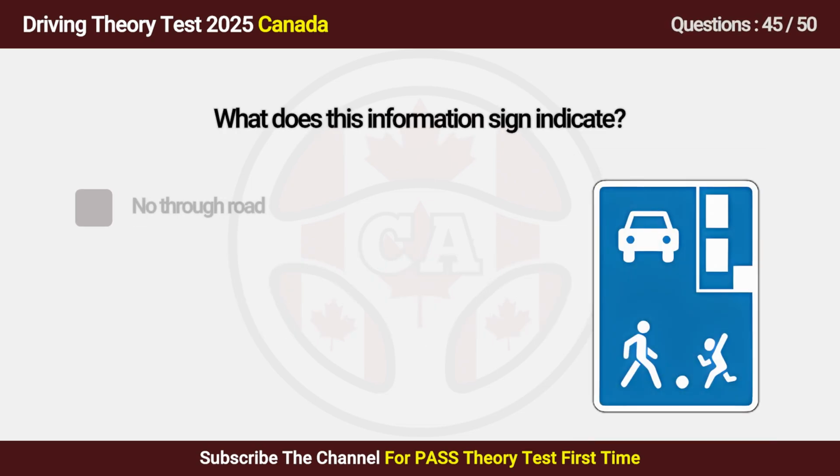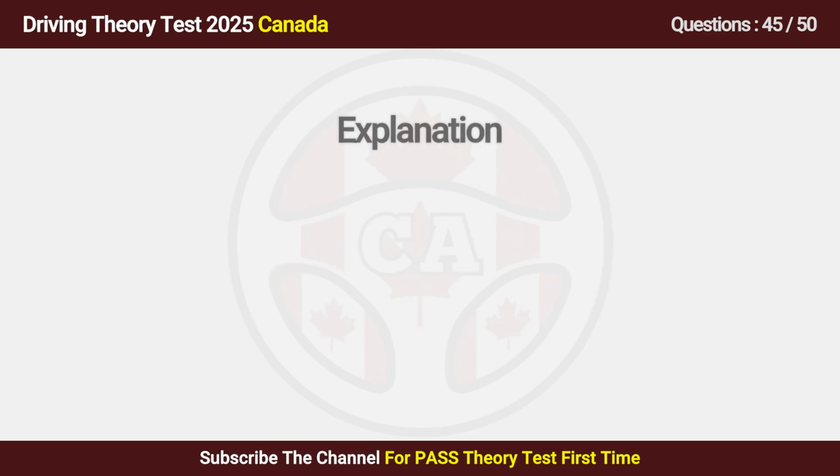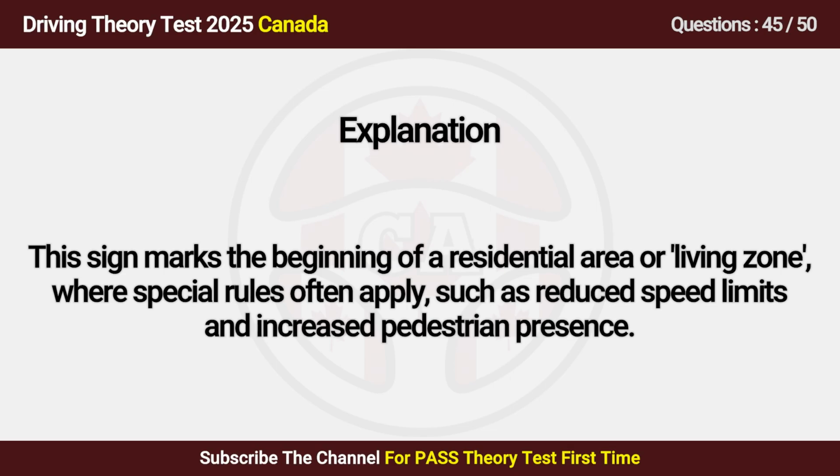Question 45. What does this information sign indicate? A. No through road. B. Residential area living zone. C. Parking garage. D. Playground ahead. Answer is B. Residential area living zone. This sign marks the beginning of a residential area or living zone, where special rules often apply, such as speed limits and increased pedestrian presence.